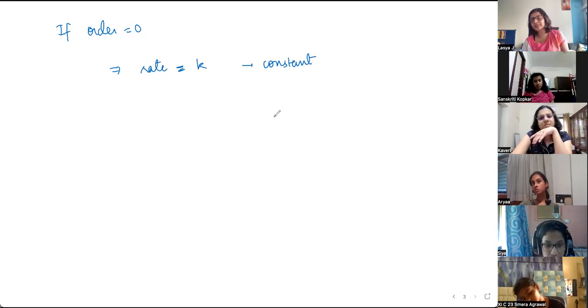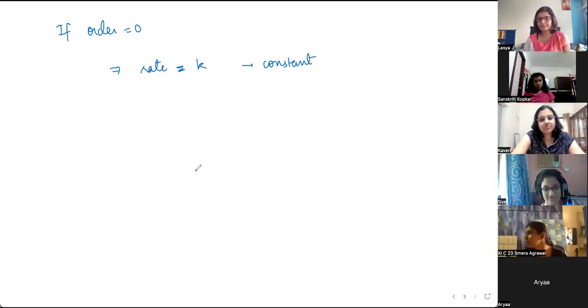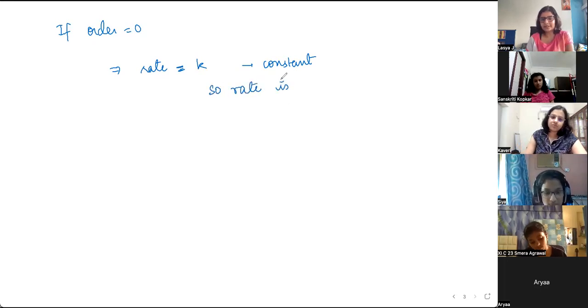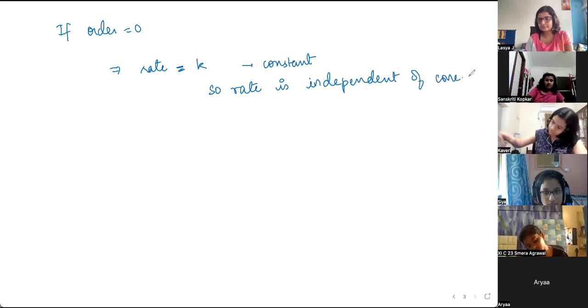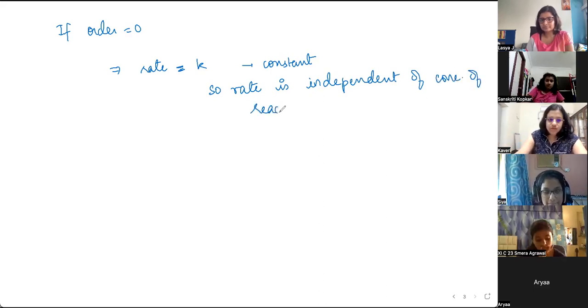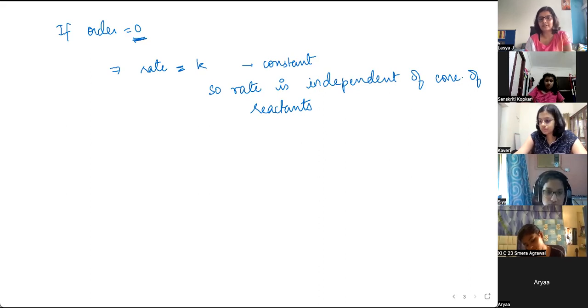So if it is non-zero, then it depends on how much reactant there is, and becomes dependent on the concentration of the reactant. So in this case, it means that rate is independent of the concentration. If there is no x and y, then order equal to 0. So the values of x and y are 0, and it becomes independent.